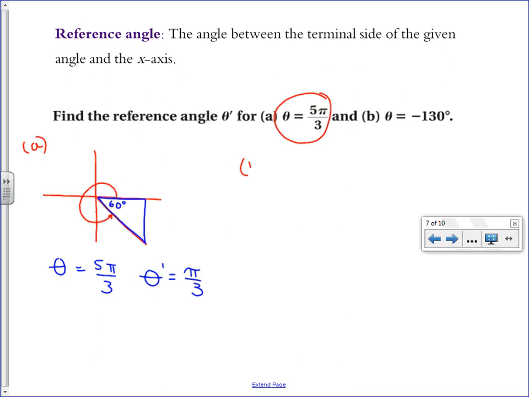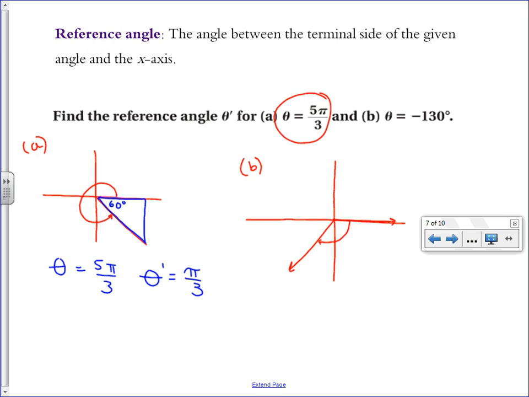If it's given to you in degrees, like negative 130 degrees, remember negative angles, we haven't done those in a few days, negative angles go clockwise instead of going counterclockwise. So 130 degrees would be past 90, but not quite to 180 yet. So we've got this about there, right?